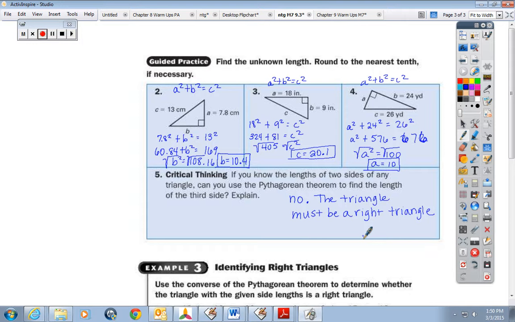So on number 2, they gave us A and C, and we had to find B. So we ended up having to work backwards, the converse statement. So I took 7.8 and I squared it, which I got 60.84, plus B squared, what I'm trying to find, equals 13 squared, which is 169. Then I had to subtract 60.84 from both sides. When I did that, I got B squared equals 108.16. So I took the square root and I got 10.4. Any questions on that?